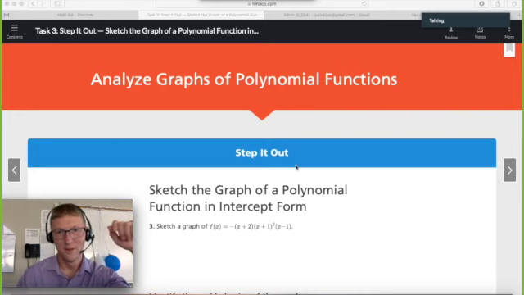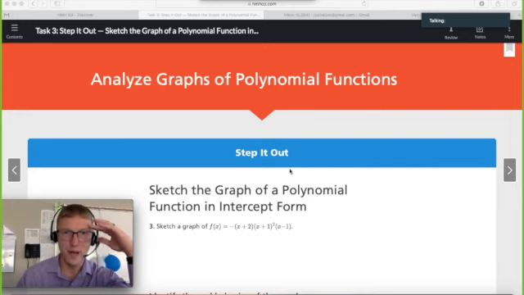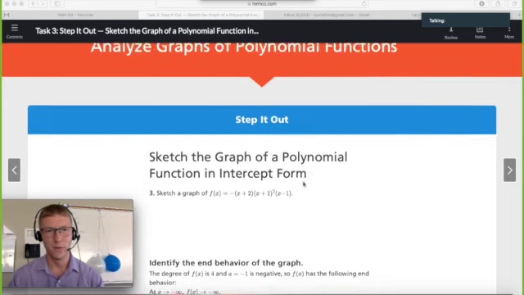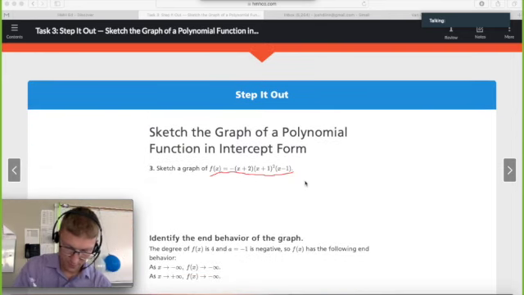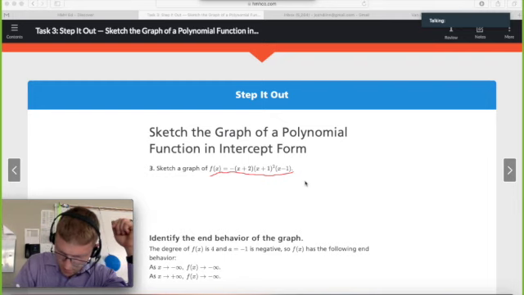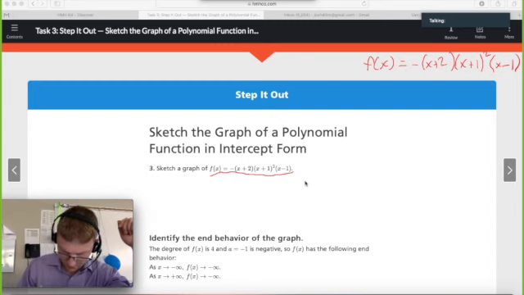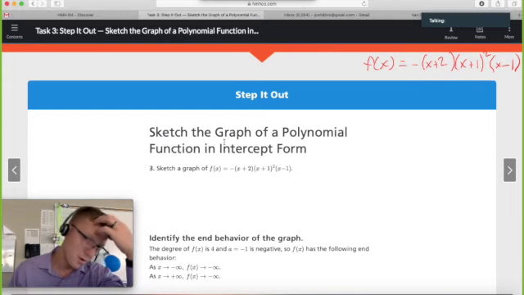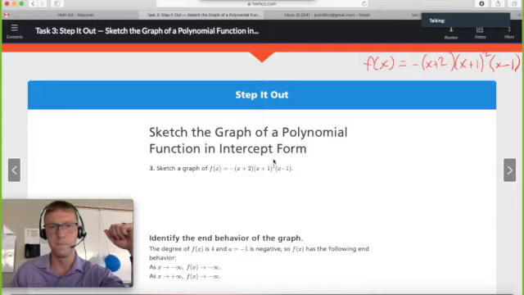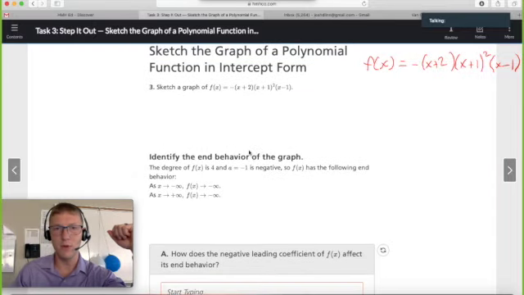So let's go. Sketch the graph of a polynomial function in intercept form. So here's our graph. I'm going to write it up in the corner so we don't forget it. f of x equals negative, x plus 2, x plus 1 squared, interesting, x minus 1. Okay, so we're going to go through the exact same steps as before, but this one will be slightly different. So identify the end behavior of the graph.